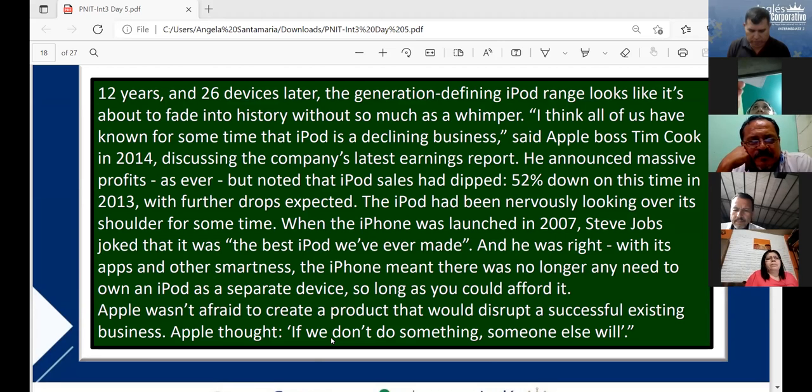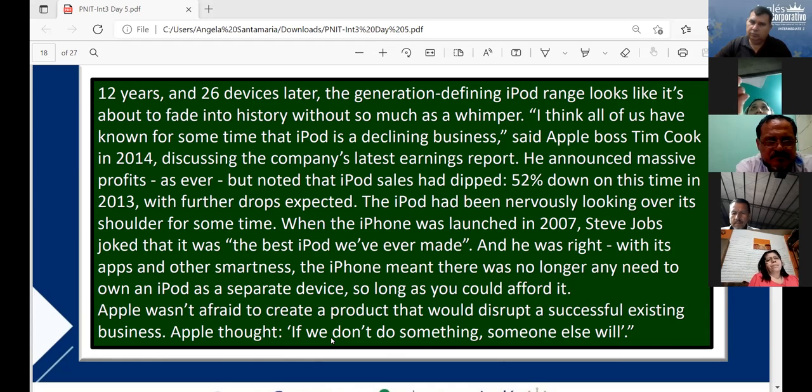The iPod range looks like it is about to fade into history without so much as a whimper. I think all of us have known for some time that iPod is a declining business, says Apple boss Tim Cook in 2014, discussing the company's latest earnings reports. He announced massive profit as ever, but note that iPod sales have dipped 52% down on this time in 2014. Apple had been nervously looking over its shoulder for some time.